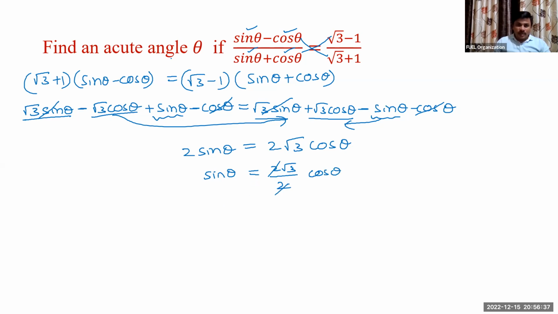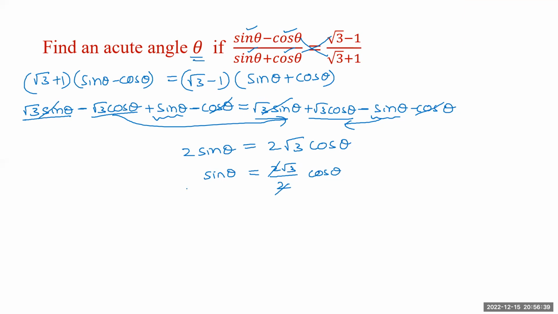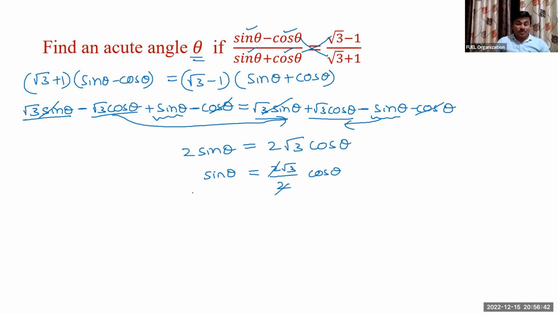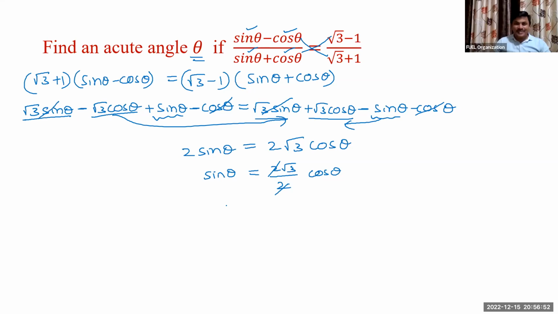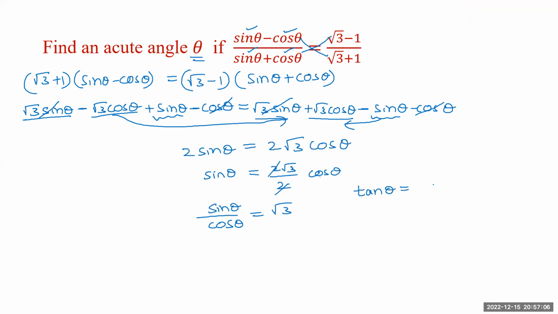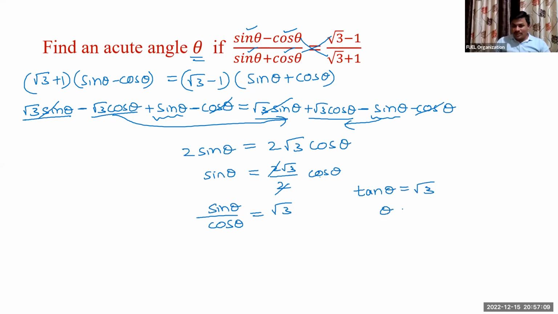But what is my question? Find the angle. Is it 30? Very good. No, not 30. Just check, you are close to the answer. So sine by cos is tan, and tan 30 is root 3? No, tan 60 is root 3. Yes. Okay. So bring this cos to the left hand side. You will get sine theta divided by cos theta is equal to root 3. Sine by cos is nothing but tan theta, equal to root 3. So therefore theta is equal to 60 degrees.